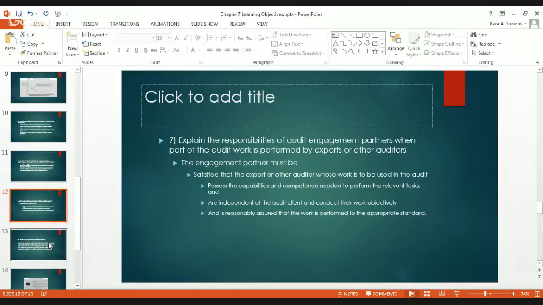And then looking at the responsibilities of audit engagement partners when part of the audit work is performed by experts or other auditors. There may be instances where your firm can't perform all of the audit. Maybe you do hire another firm to do a certain area, maybe evaluation of some sort. We would use external auditors to help with inventory counts that were around the country.